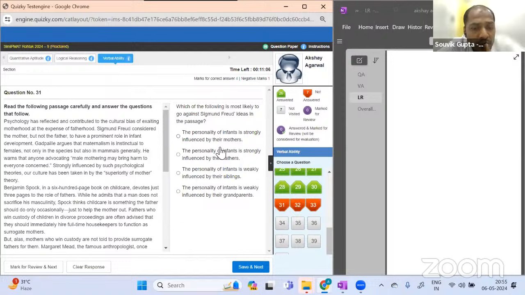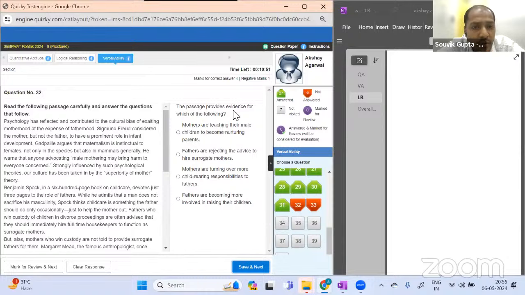The most likely to go against. Personality interests often influenced by their fathers. Personally, weakly influenced by the campaigns. Yeah, against is this. Father will not mention. The evidence for the following: mothers are teaching their male children to become this. Fathers are rejecting the advice to hire surrogate mothers. Mothers are turning over more child rearing responsibilities.